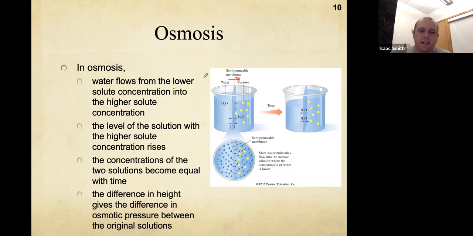And then you might hear this term osmotic pressure, and that arises because of the difference in height. So you can imagine if there's more water on this side, it's exerting more pressure against this membrane than on the left side. And that's where the pressure comes from.